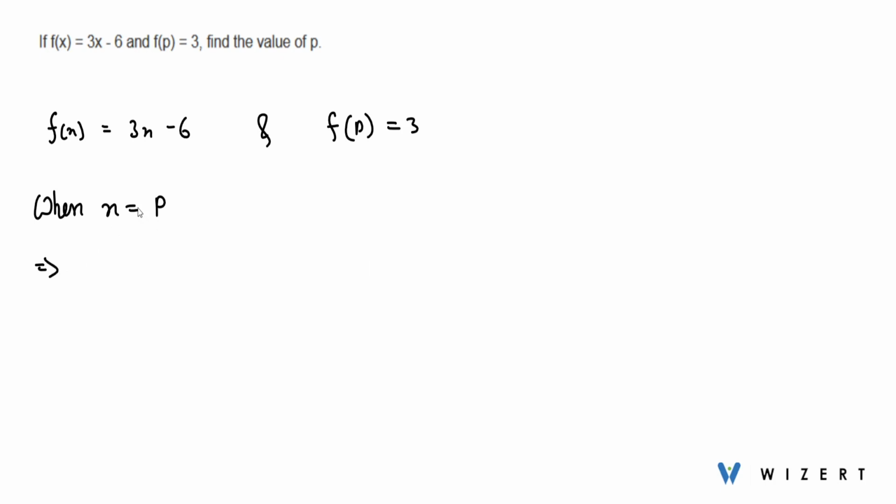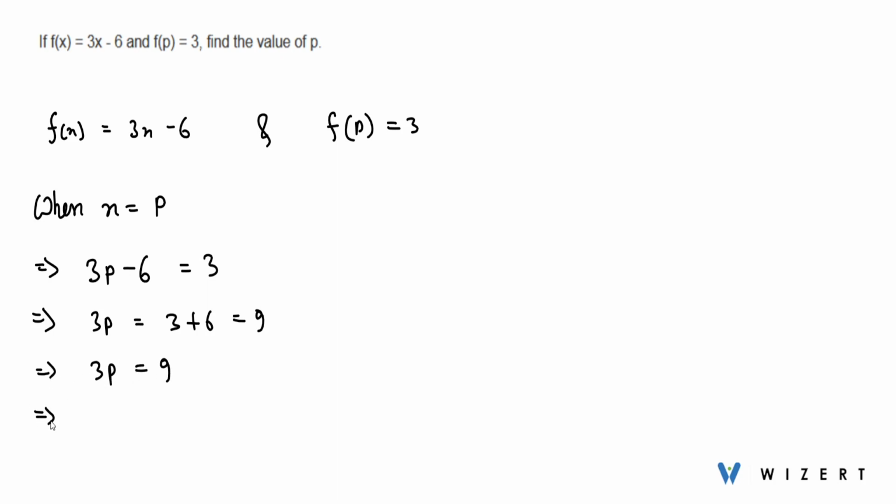So let's substitute x equals p in this equation. So it will become 3p minus 6 equals 3. Shift minus 6 to the right hand side, so it will become plus 6. So 3 plus 6 will give us 9. Therefore 3p will be equal to 9.